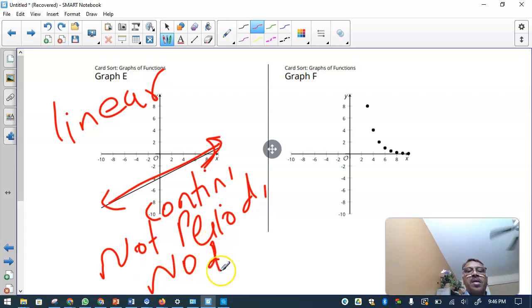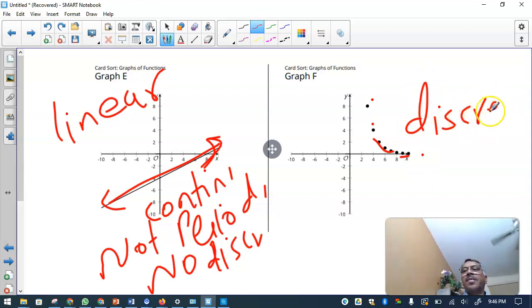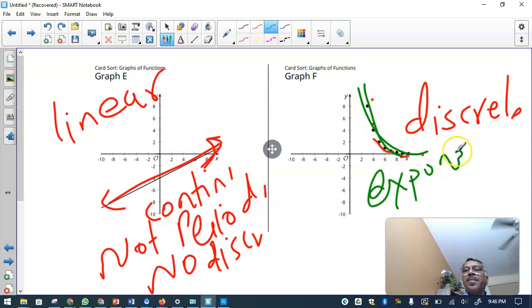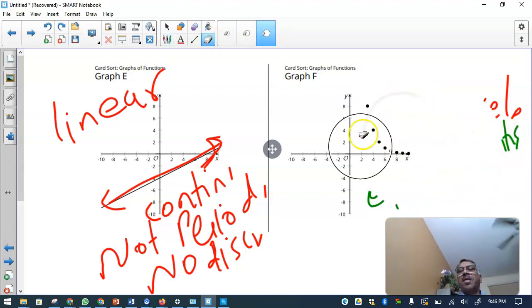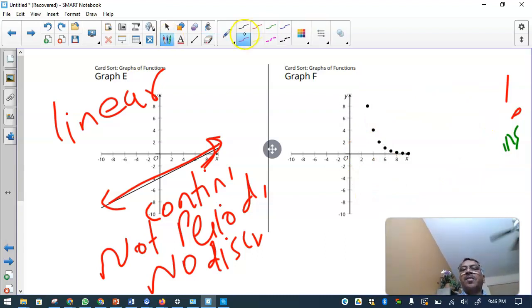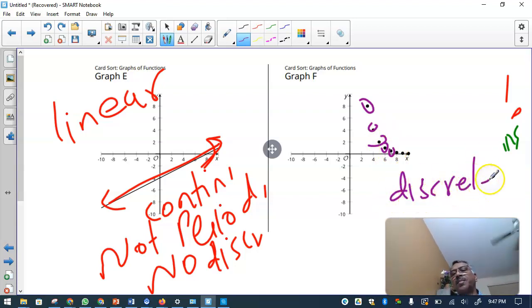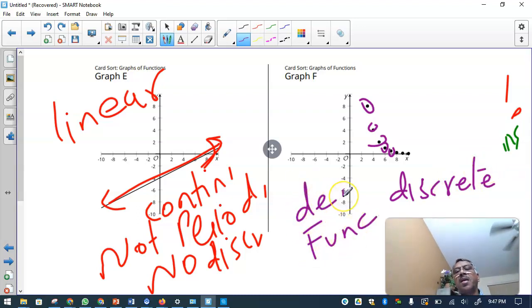And the next one is dot dot. Whenever you have dot dot, this means it is discrete. It takes the shape of an exponential decay. If you see these dots, they represent a sequence of points, which is discrete. That's all you can write. This is discrete, and it is also a decreasing function, an exponential decay.